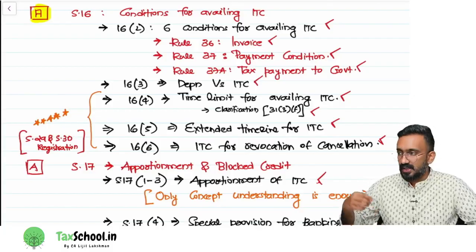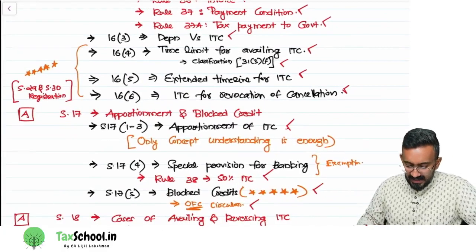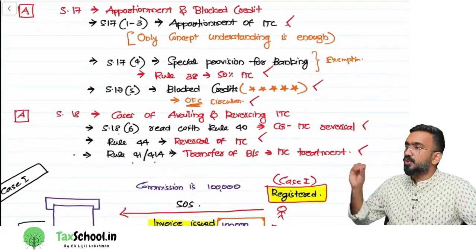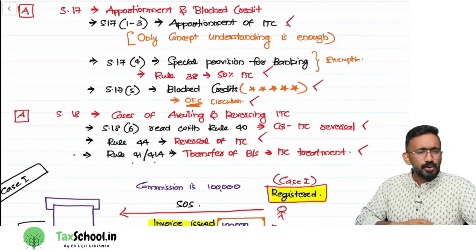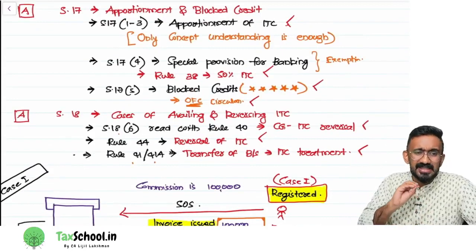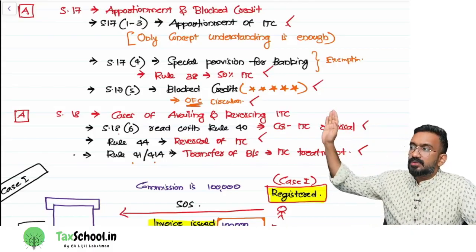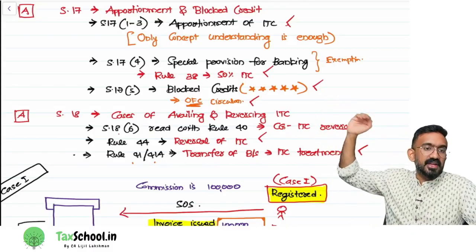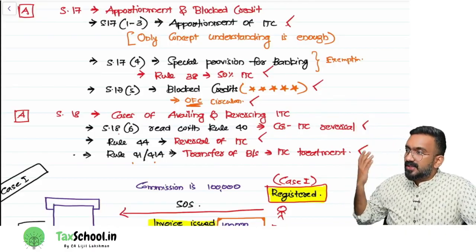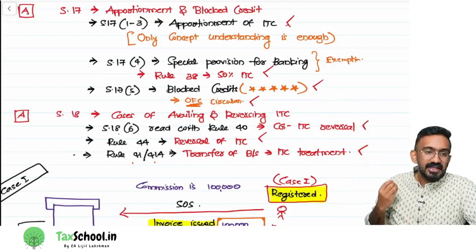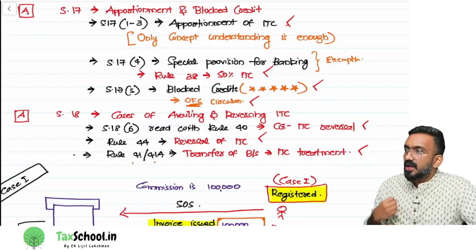Then section 17 has apportionment of credit and block credit. Apportionment of credit is something you can happily skip because it is tested extensively at final level. Block credit is like a 5-star area. Every exam they ask you a question. Section 18 talks about cases of availing and reversing ITC.